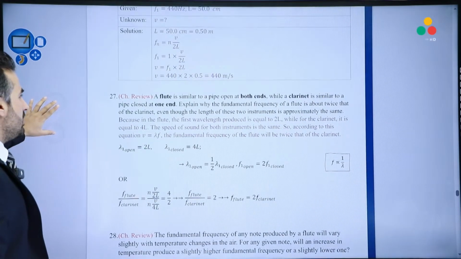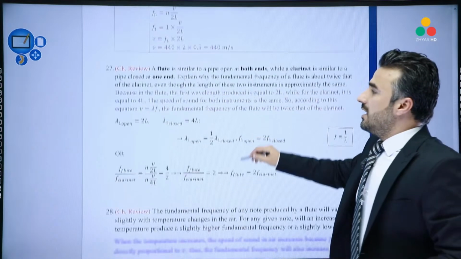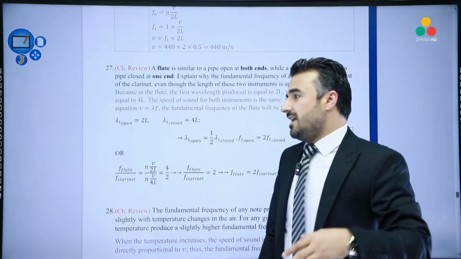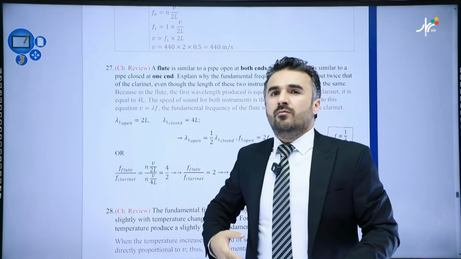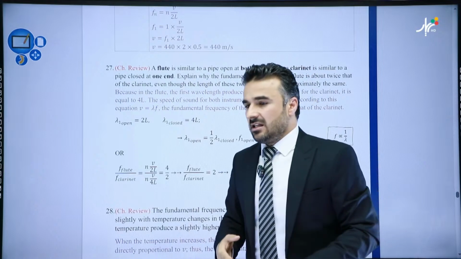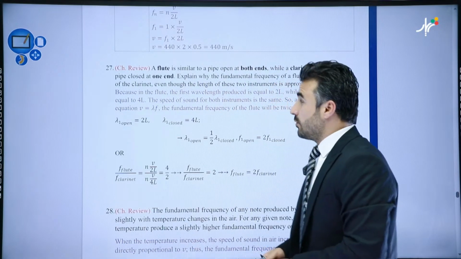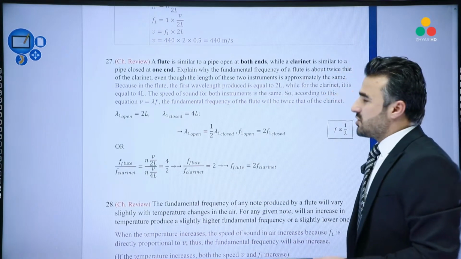Moving on to the next question. This question is a little bit interesting, and I'll tell you why. This question can be solved in multiple ways, and of course they can change this question in multiple ways so that they change the thing that they require. I'll tell you more once we go through this. It says a flute is similar to a pipe that is open at both ends.